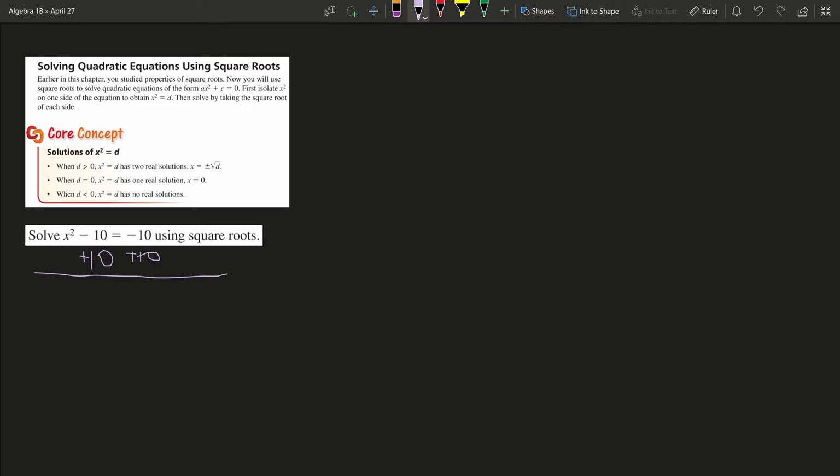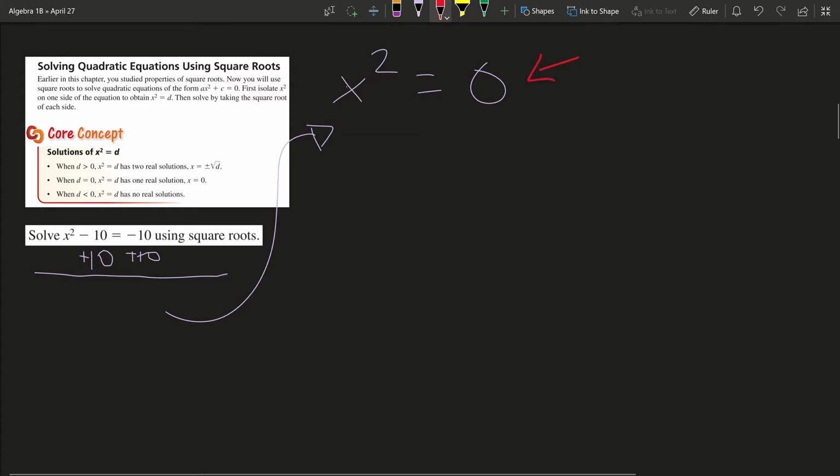Which leaves us with, let's do this over here actually, x squared is equal to 0. So go ahead and use this information once again and see if there is any information you can obtain from here, right? Our d is 0. So it says right here, when d is equal to 0, x squared equals d has only one real solution. And it tells us the answer right here already. Right? Our answer is x equals 0.